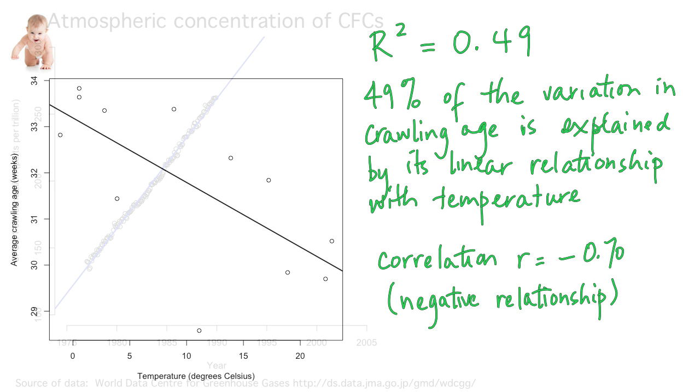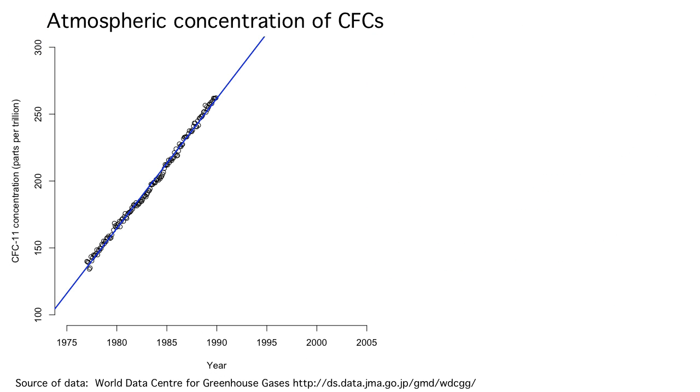Now let's look at another example. This example shows how atmospheric concentration of CFCs was growing over time from 1977 to 1990. The points are very tightly scattered about the line, so we expect a very high value of r squared. And indeed, for this example, r squared is 0.996. So for these data, 99.6% of the variation in CFCs is explained by its linear relationship with time.